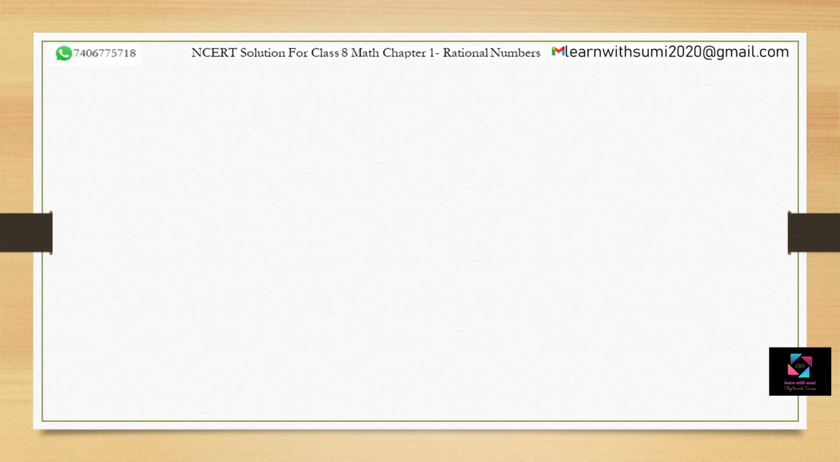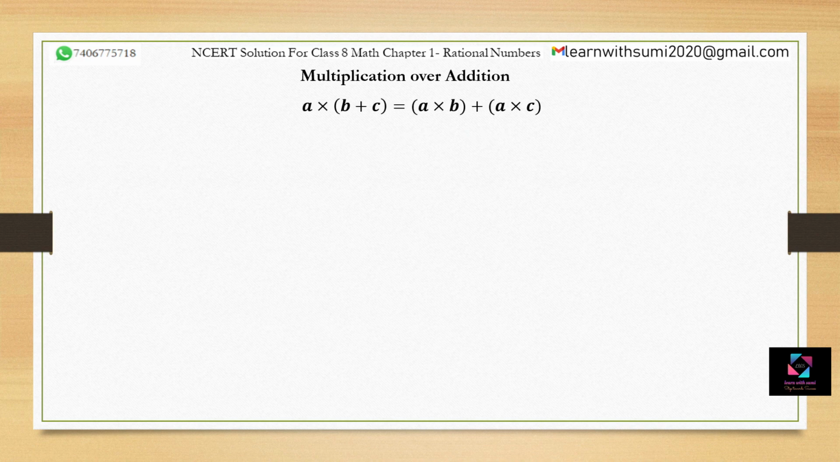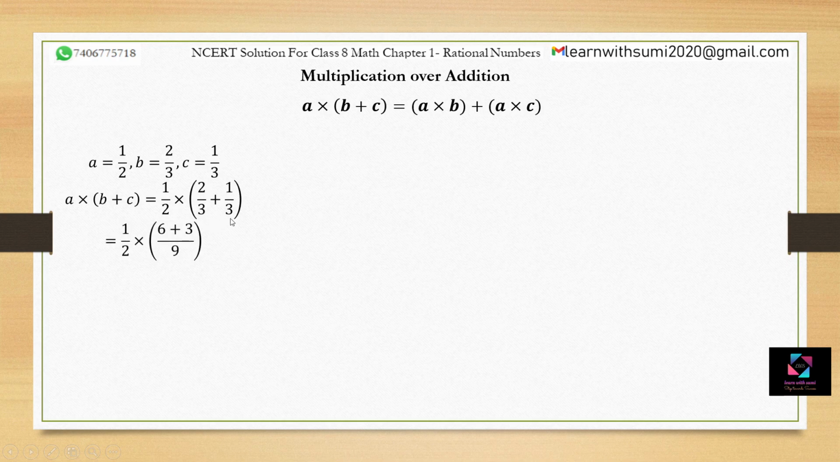Let's check for multiplication over addition first, but it must satisfy the condition: a multiplied with b plus c is equal to a multiplied with b plus a multiplied with c. When we do this, let's check for LHS first. 1 by 2 into 2 by 3 plus 1 by 3. When you solve this, you'll get 6 plus 3 divided by 9, that is 9 by 9, which is also equal to 1. So LHS is equal to 1 by 2.